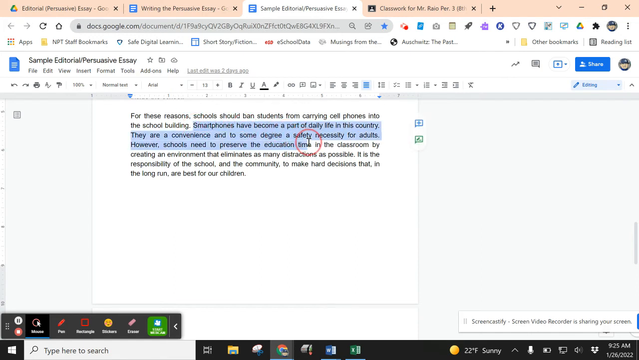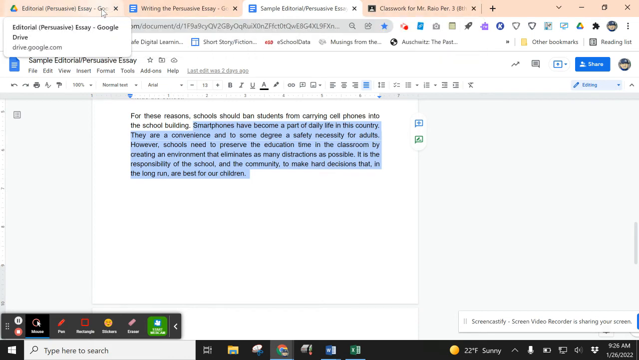Smartphones have become a part of daily life in this country. They're a convenience and to some degree a safety necessity for adults. However, schools need to preserve the education time in the classroom by creating an environment that eliminates as many distractions as possible. It is the responsibility of the school and the community to make hard decisions that, in the long run, are best for our children, right? Single tear. You want people to say, he's right, man. That's so true. Okay? You want people to agree with you. That's the point. And I'm basically implying if you don't agree with me, you don't really want what's best for kids. Okay. That's an emotional appeal.